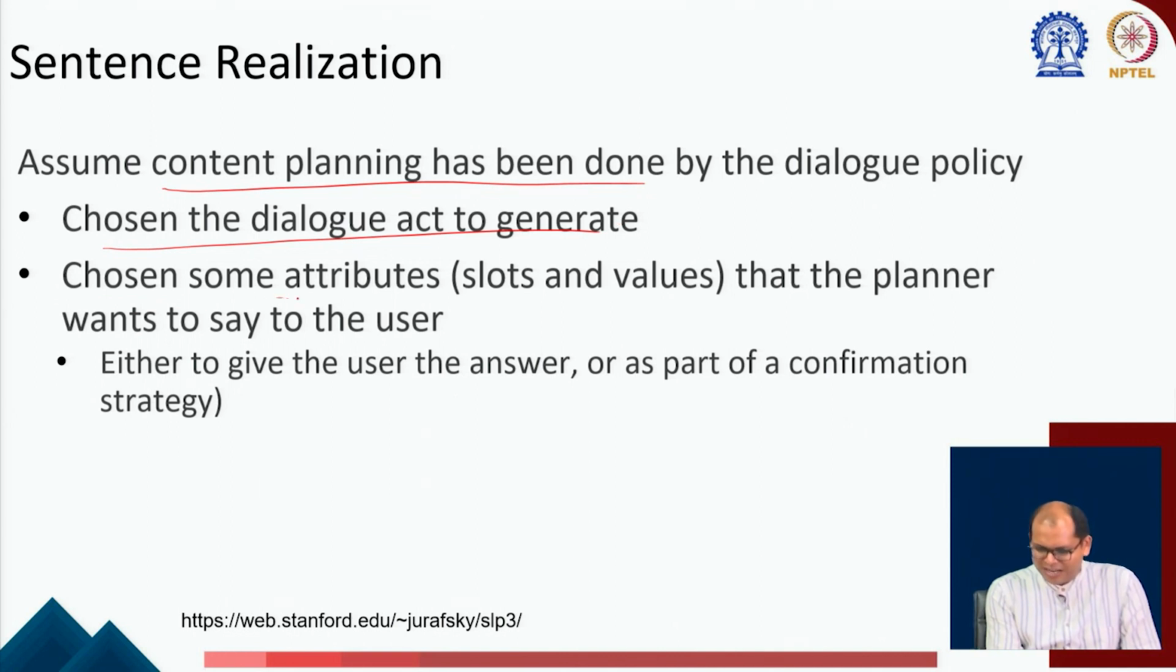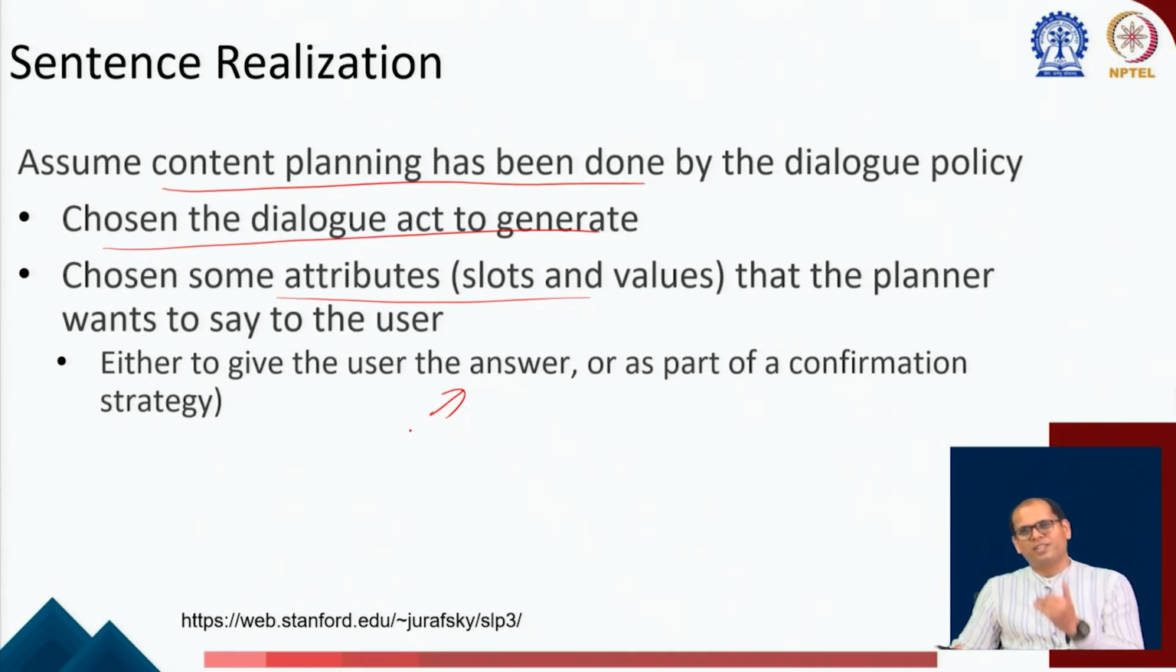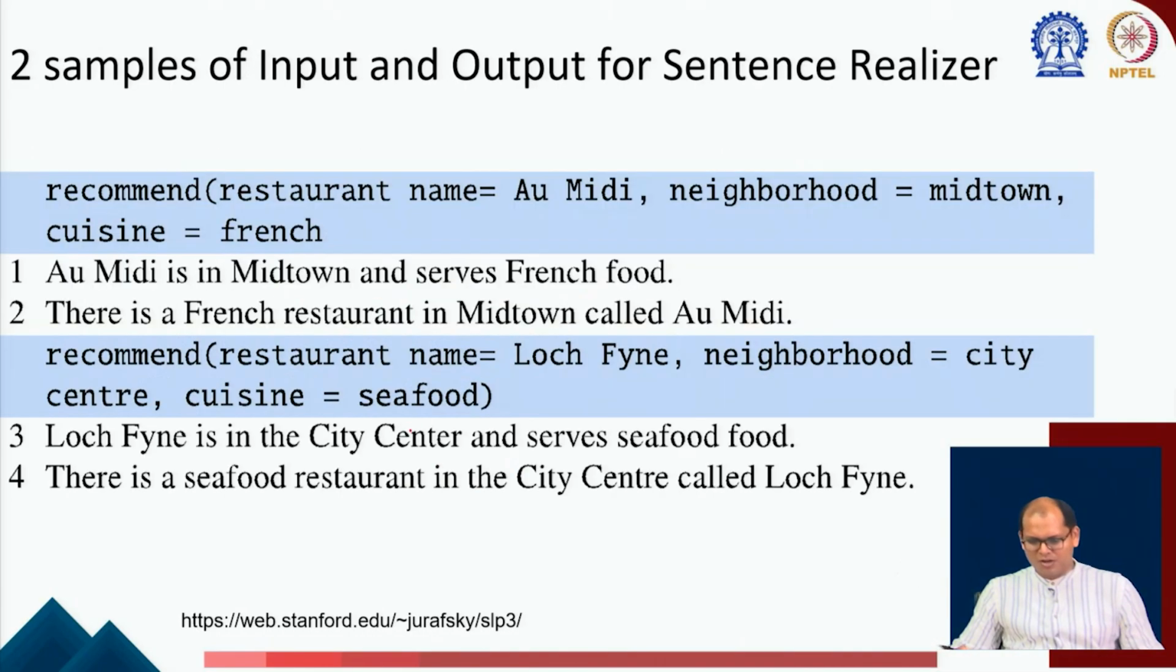You have chosen certain attributes, some slots and values that the planner wants to say to the user. Now, either you want to give the answer to the user or just want to confirm from the user, right. So, I am choosing this particular value for this particular slot. So, here are some examples, right.